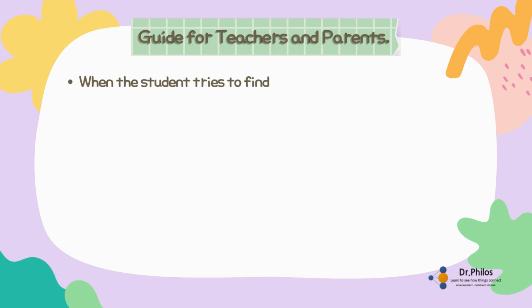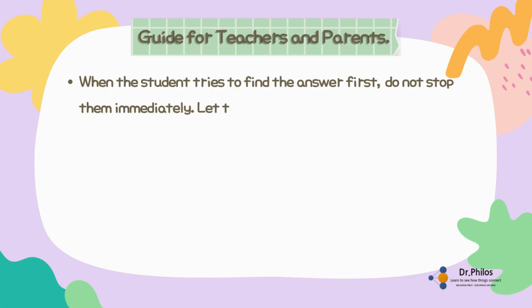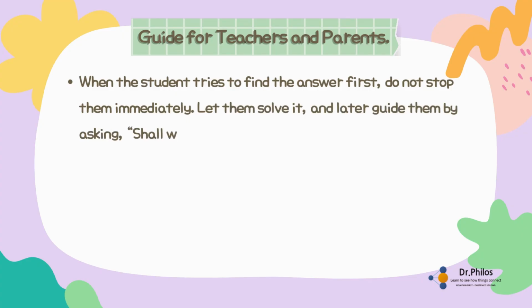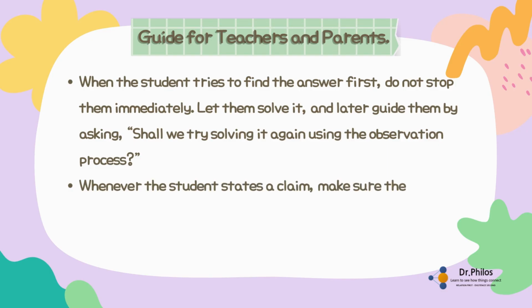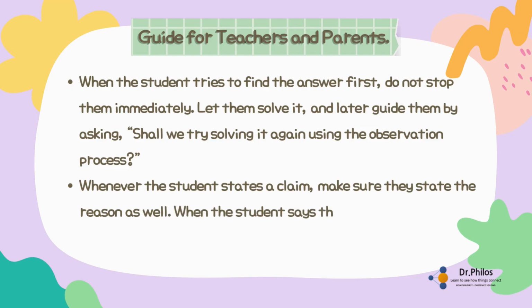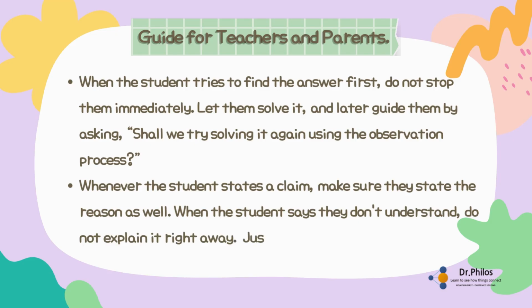When the student tries to find the answer first, do not stop them immediately. Let them solve it, and later guide them by asking, "Shall we try solving it again using the observation process?" Whenever the student states a claim, make sure they state the reason as well. When the student says they don't understand, do not explain it right away. Just tell them, "Try some examples."